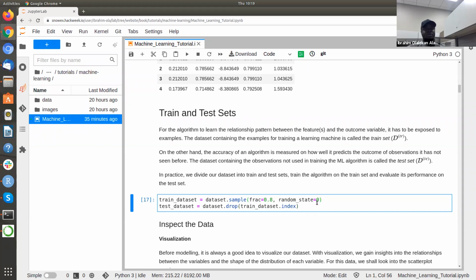I'm just using 0 here. And then I drop out the training set from the entire data set. And then the remaining one is going to be my test set. And that is what this code here is doing.